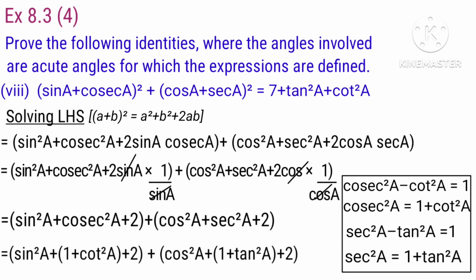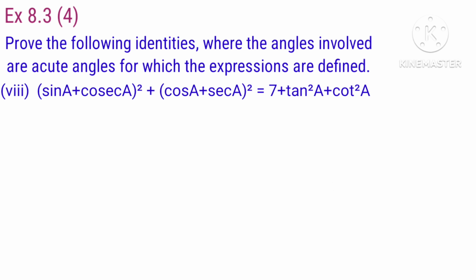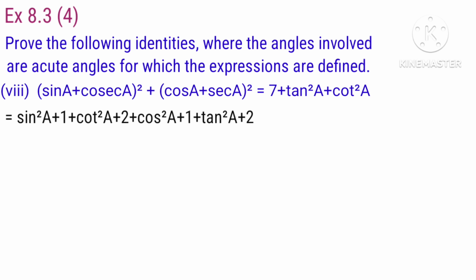So when we substitute we'll get sin square a plus 1 plus cot square a plus 2 plus cos square a plus 1 plus tan square a plus 2. Now we have to write it in a single form, that is sin square a plus 1 plus cot square a plus 2 plus cos square a plus 1 plus tan square a plus 2. Now we have to add all the numbers. We'll get 6 plus sin square a plus cot square a plus cos square a plus tan square a.